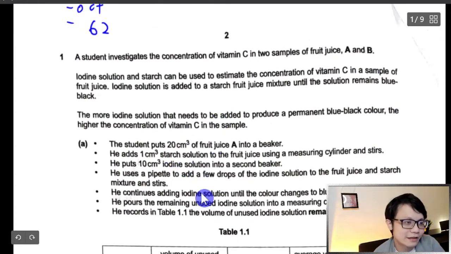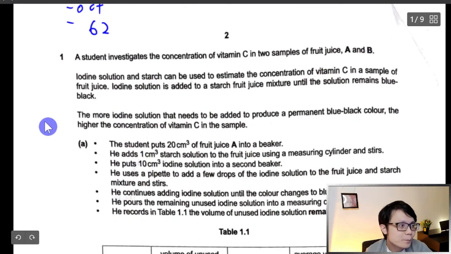When I look at the question, it's so long. Maybe you want to take a highlighter or pen to highlight it. The student investigates the concentration of vitamin C in A and B. We want to know which one has more vitamin C. They use iodine solution to determine the concentration of vitamin C. If there is more vitamin C, the solution is more blue-black.